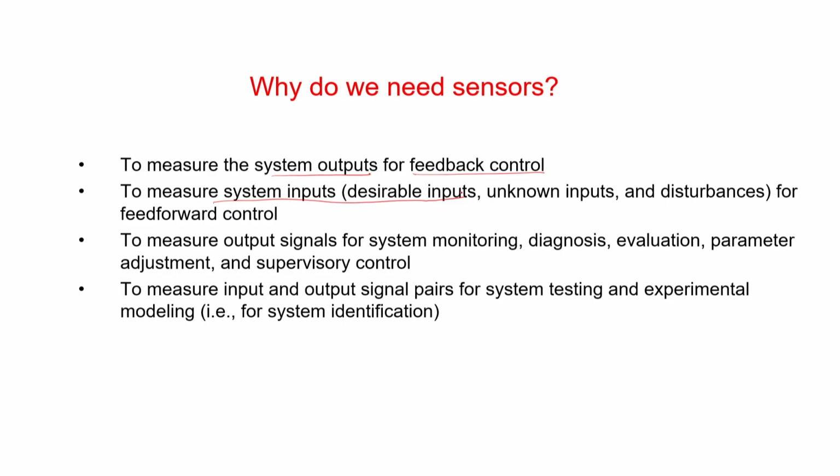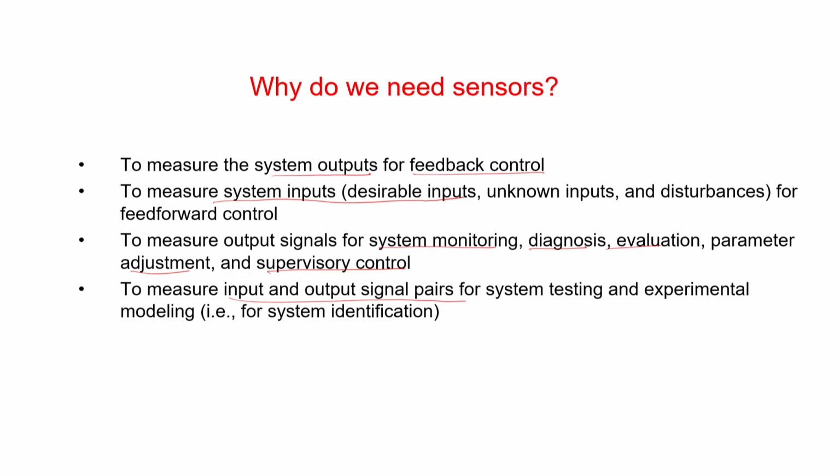The sensor tells us whether you are driving slow or too fast. So, that you are getting through sensors. To measure output signals for system monitoring, diagnosis, evaluation, parameter adjustment, supervisory control, all these things are also higher parts of how to use the sensory system. And then to measure input and output signal pairs for system testing and experimental modeling. This is particularly when the sensors are used for system identification. Let us say if there is a damage somewhere, fault identification, this is where also you will need sensors.